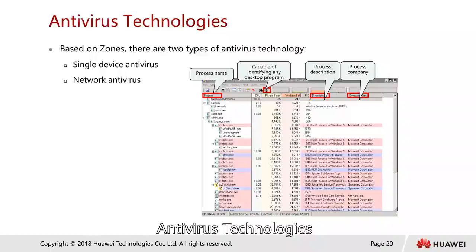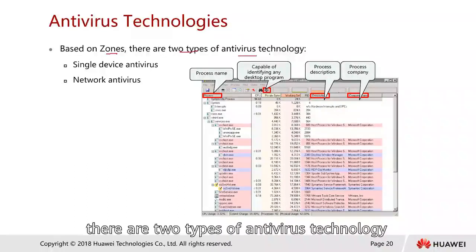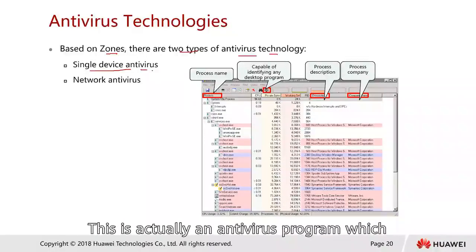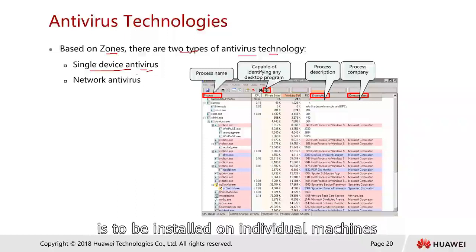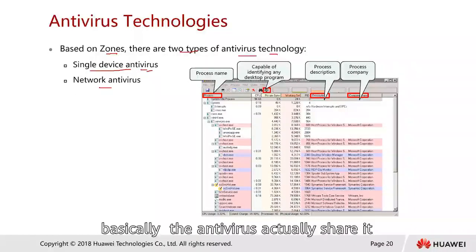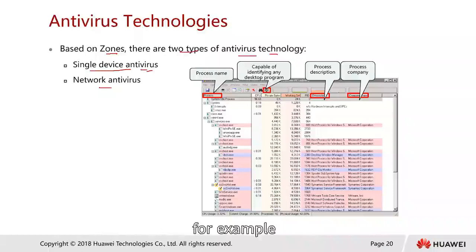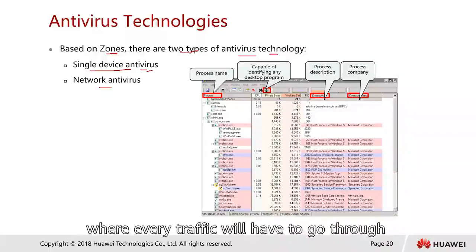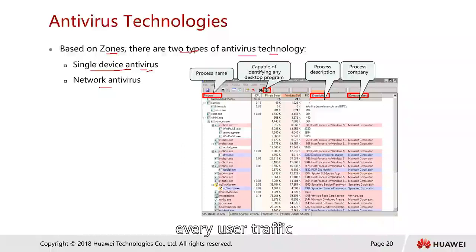So, antivirus technologies. Based on the zone, there are two types of antivirus technology. One is called single device antivirus. This is an antivirus program installed on individual machines. And network antivirus means the antivirus is shared. So for example, we have a web application proxy, where every user's traffic has to go through it.